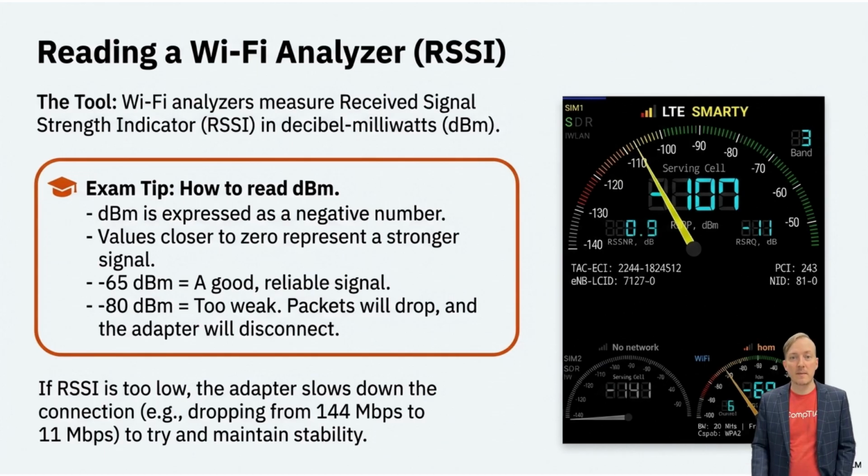milliwatts, or dBm. Exam tip: dBm is expressed as a negative number, so values closer to 0 represent a stronger signal. Negative 65 dBm is a good, reliable signal. Negative 80 dBm is too weak. Packets will drop and the adapter will disconnect. If RSSI is too low, the adapter slows down the connection, like dropping from 144 megabits per second to 11 megabits per second. You need to try and maintain stability.